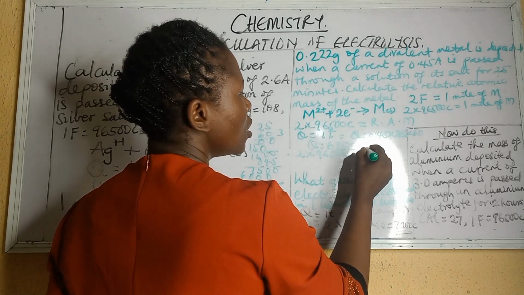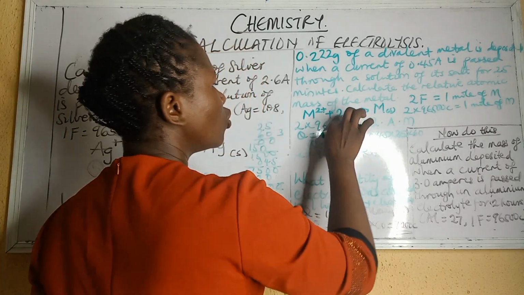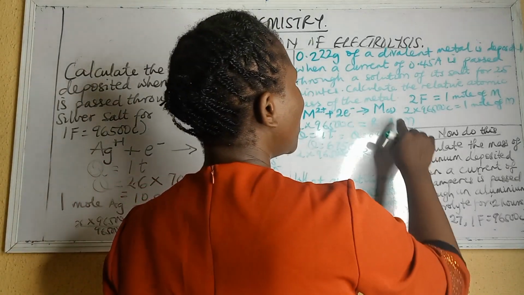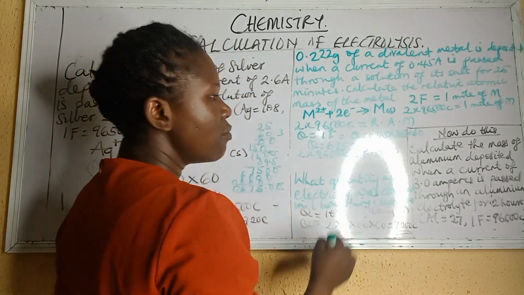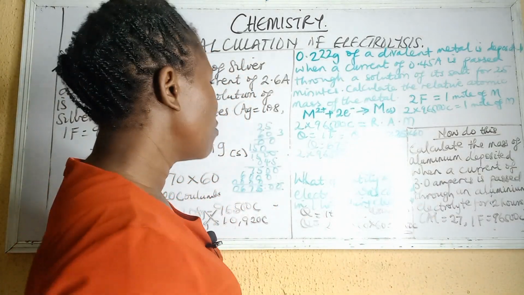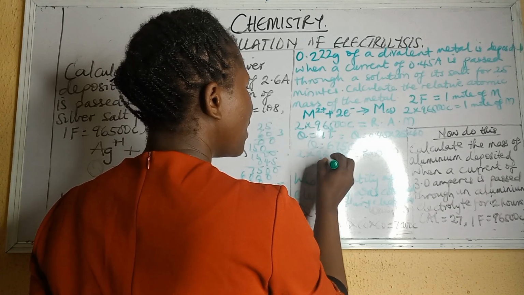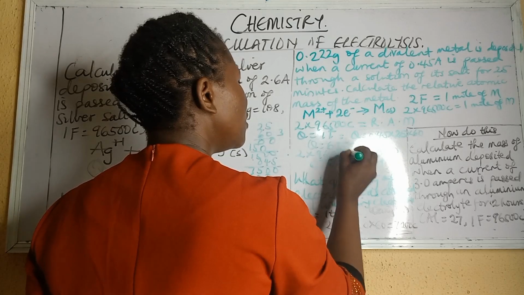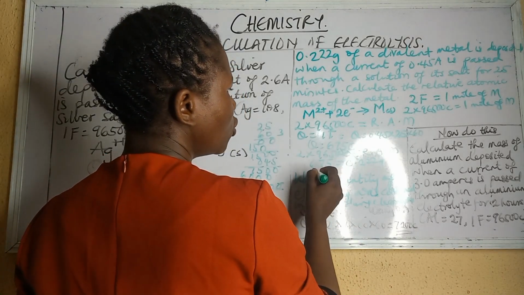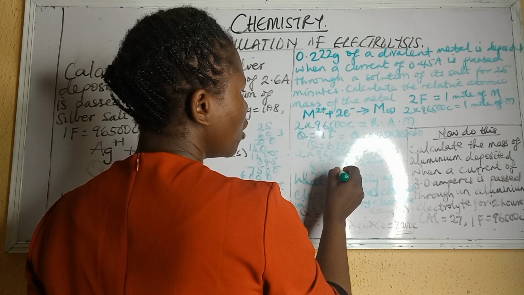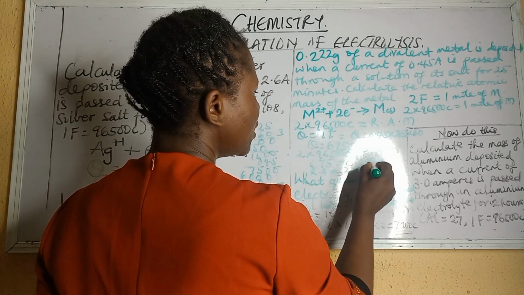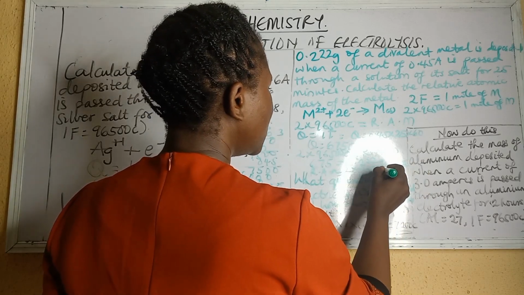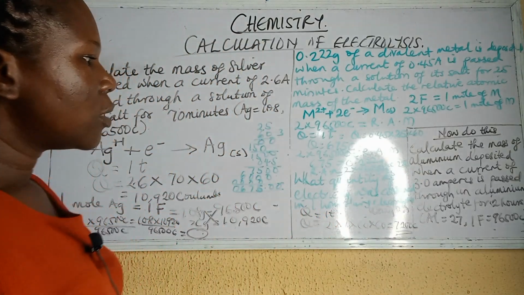Meaning that for the second line, 2 times 96,500 coulombs, that is 2 times 1 mole of electrons, which is 96500, is the relative atomic mass from the equation of reaction, which liberates 1 mole of M. So 675 coulombs liberates 0.222 gram. Let's work out the relative atomic mass. RAM equals 2 multiplied by 96500 multiplied by 0.222, all divided by 675, and we get our answer.